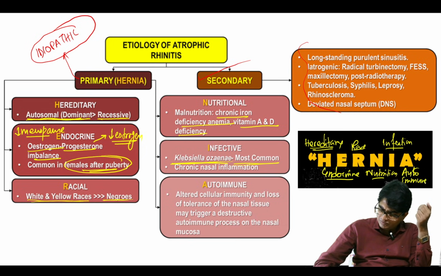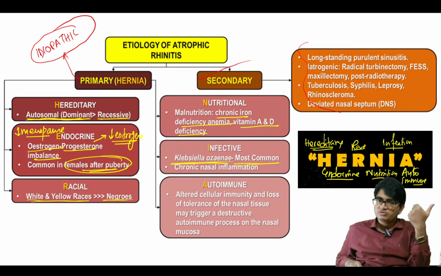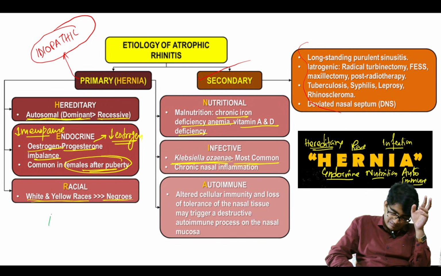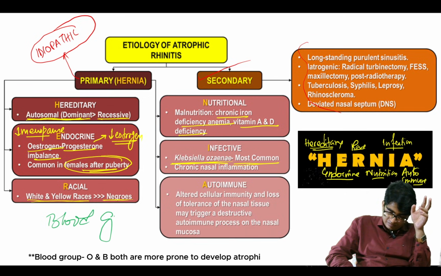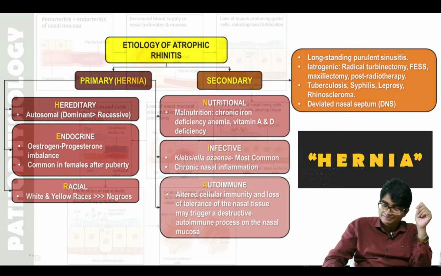autoimmune. So obviously autoimmune destruction of the nasal mucosa, triggered by any kind of altered cellular immunity and loss of tolerance to the nasal tissue, is actually because of autoimmune disease. Okay, done. These are the etiology. And one more bonus point you need to know: blood group O is much more predisposed to develop atrophic rhinitis.